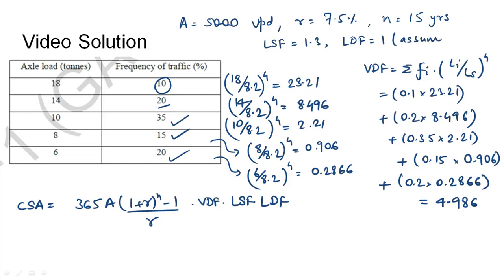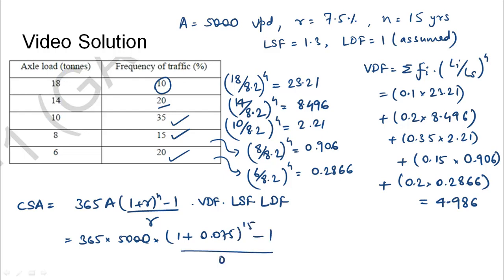1 in this case. So this would become 365 into 5,000 into (1 plus the rate, taken in decimals) raised to the power 15 minus 1 divided by 0.075, into 4.986, that is vehicle damage factor, 1.3 that is load safety factor, and lane distribution factor, that is 1. This would turn out to be 308,961,580 standard axles. In converting this to millions, we would operate this with 10 to the power minus 6.